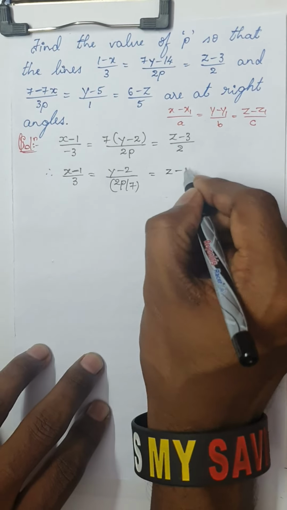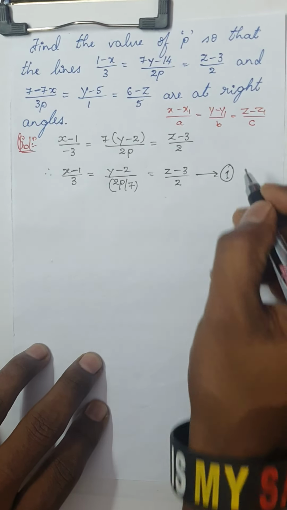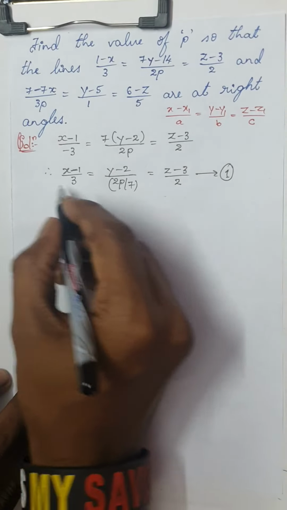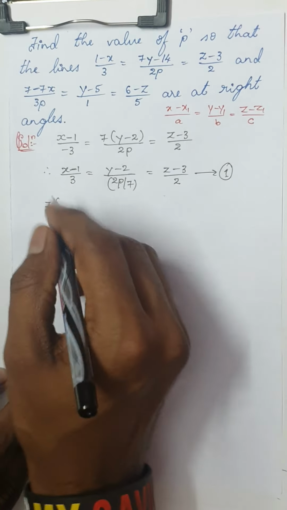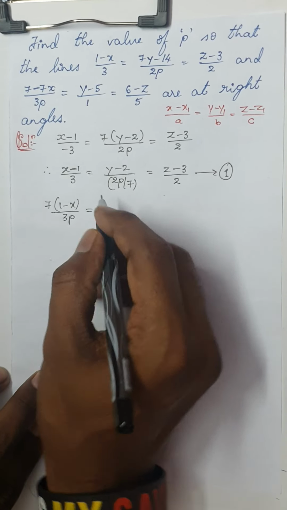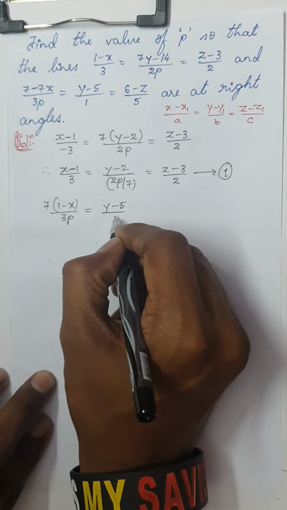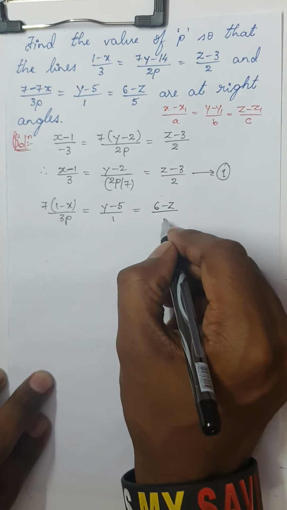So this is nothing but z minus 3 divided by 2. So first line is ready. Similarly, let me change the second line. If you take the 7 common, you will get 1 minus x divided by 3p is equal to y minus 5 divided by 1, that is nothing but 6 minus z divided by 5.